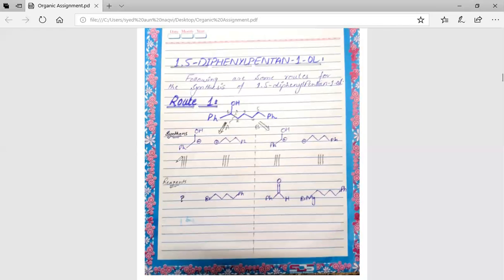The reagent of this compound is not known. The reagent of this compound is 1-bromo-4-phenylbutane. So this is the reagent for this carbocation.